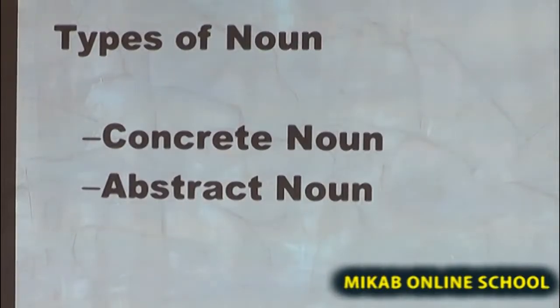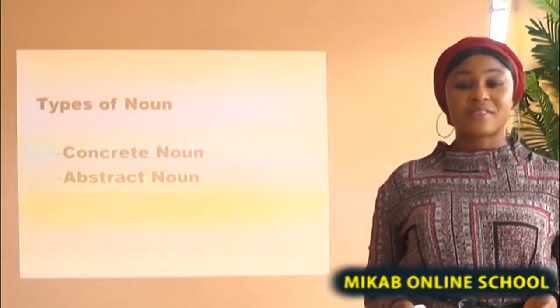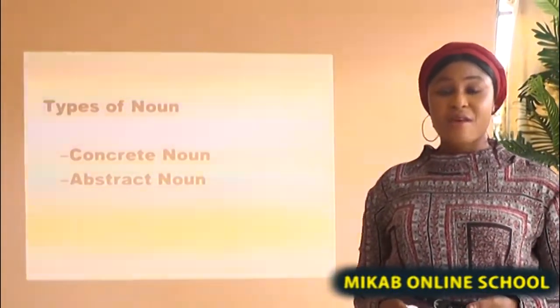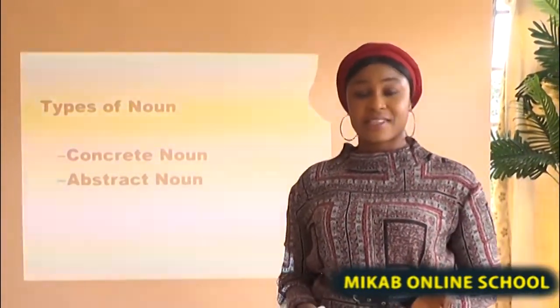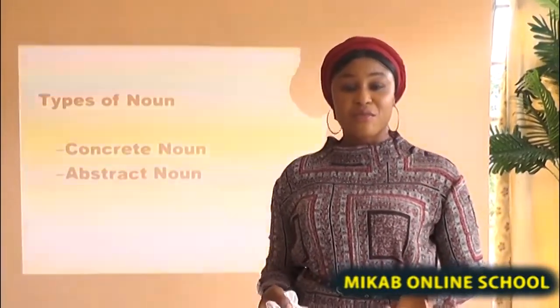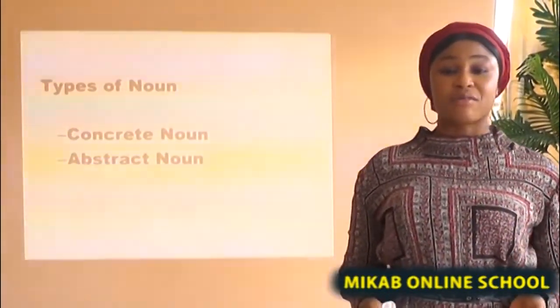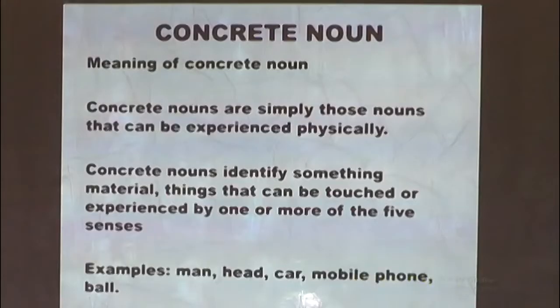Now, before we look at the definition of concrete and abstract noun, we are usually taught that noun is a name of person, animal, place, or thing. Most nouns are concrete nouns. Everything you see around you that you can touch, you can smell, you can taste, and you can even hear are all concrete nouns. Now, what is concrete noun? Concrete nouns are simply those nouns that can be experienced physically. They are concrete. They are material things that can be experienced physically.